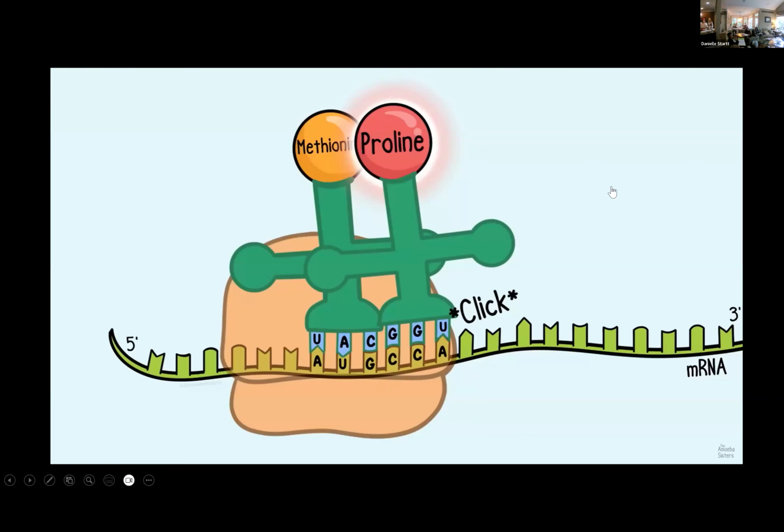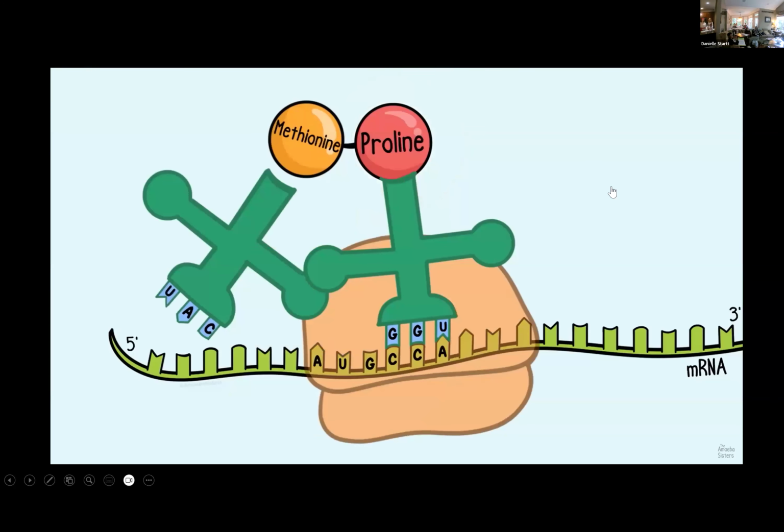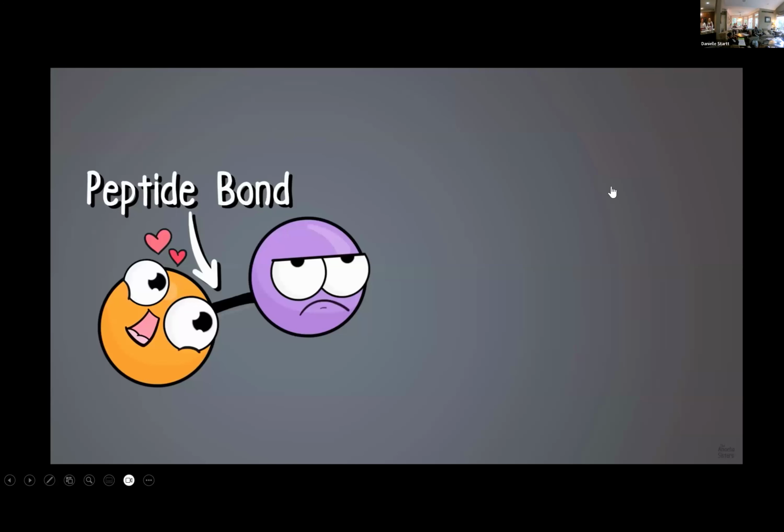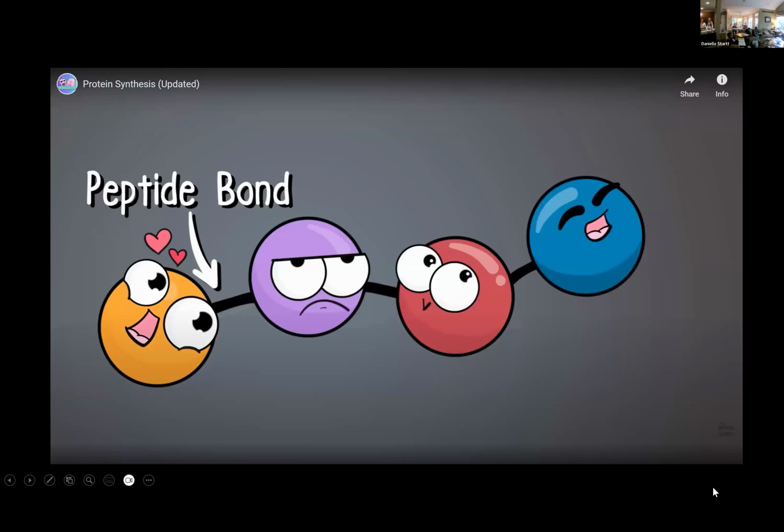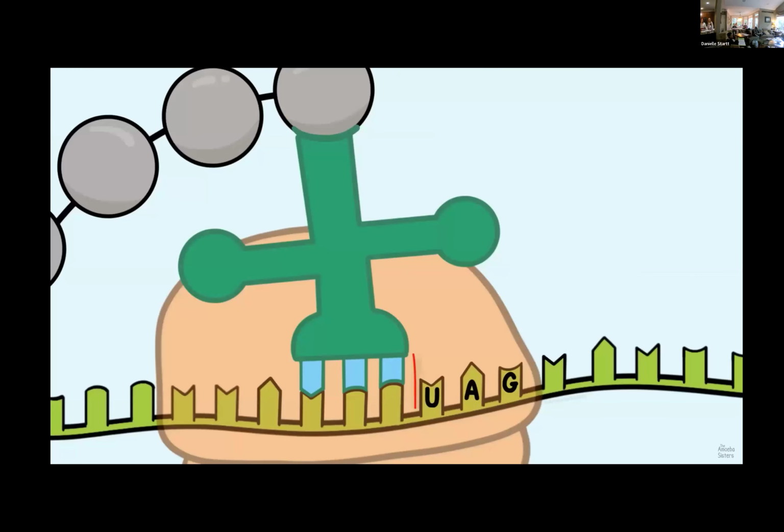The tRNA will transfer that amino acid and eventually leave where it can pick up another amino acid. These amino acids are held together by a peptide bond, and it will keep on growing. Typically, at the very end of the mRNA, there is a stop codon.